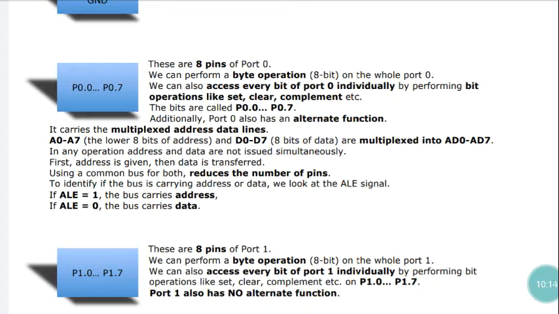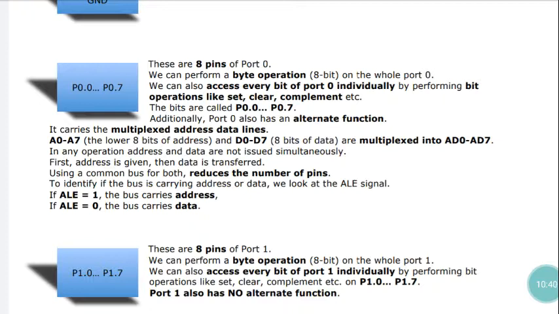Here the 8 address lines are lower, A0 to A7, the lower 8 bits of address, and the data bits are multiplexed into AD0 to AD7. In any operation, address and data are not issued simultaneously. Both the signals are not generated at a time. After generating the address signals, then only the data signals will be generated in sequence manner. Okay, first address is given, then data is transferred.